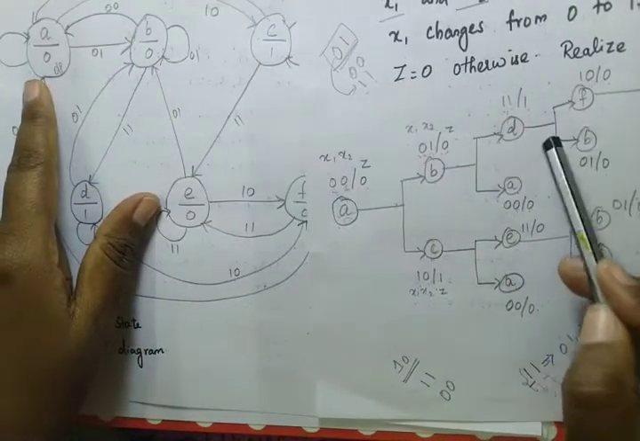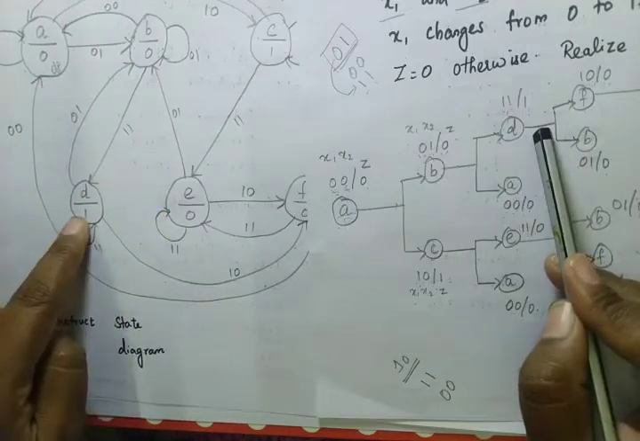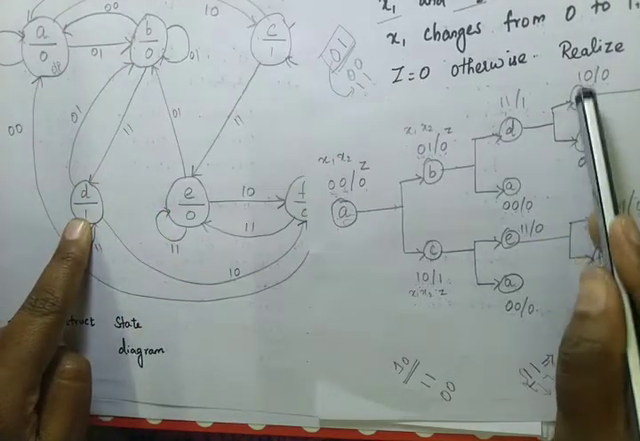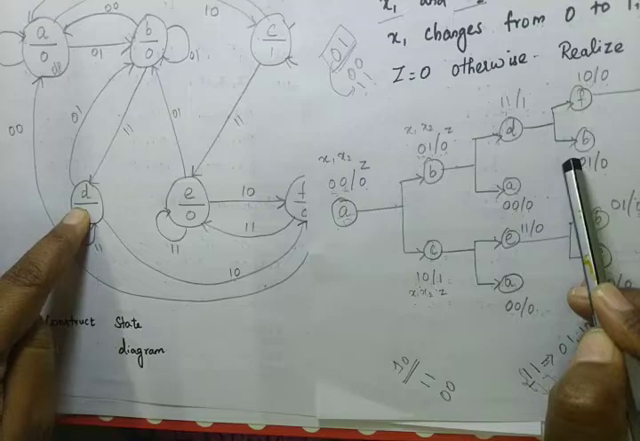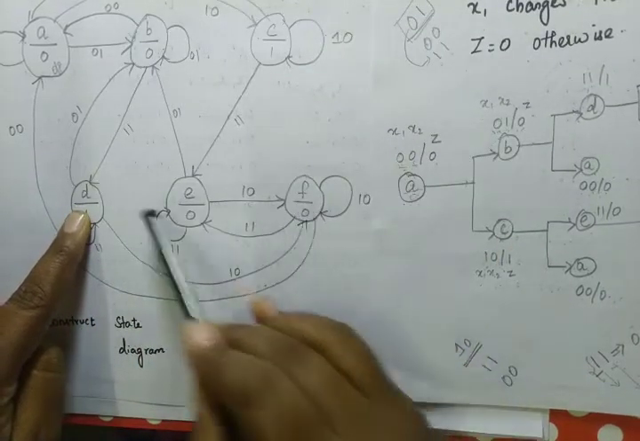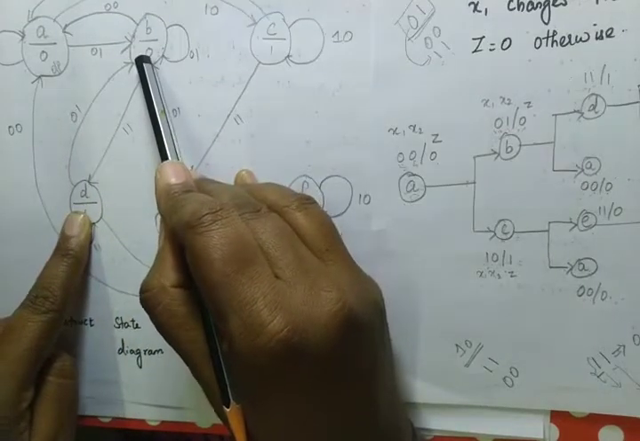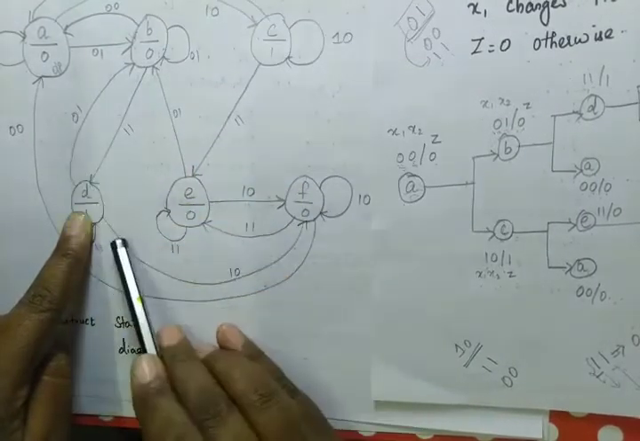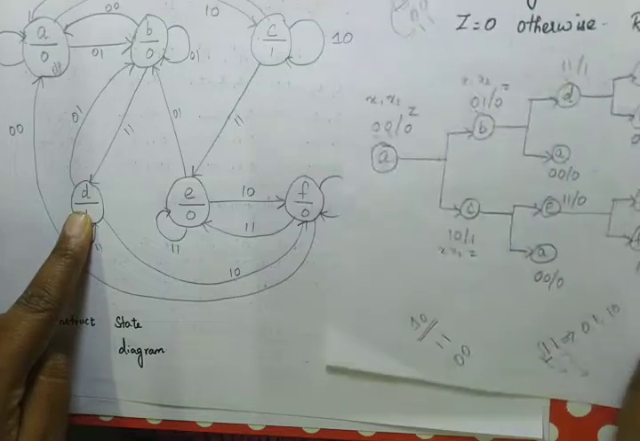Next, here we have D. D will move to F and B. So D will move to F, see here, F and B. This is when it is 0 1 and here it is when it is 1 0.